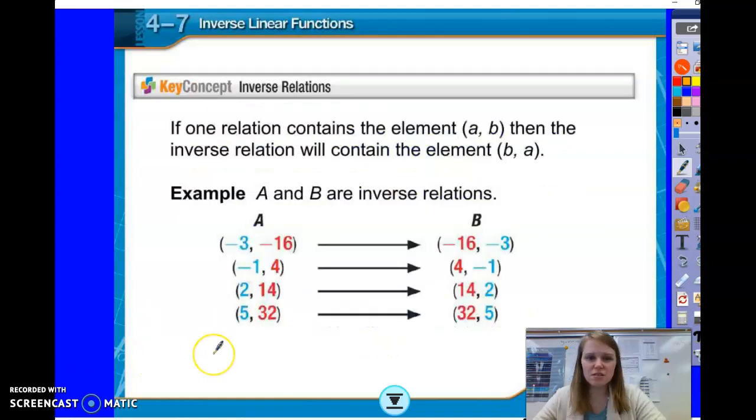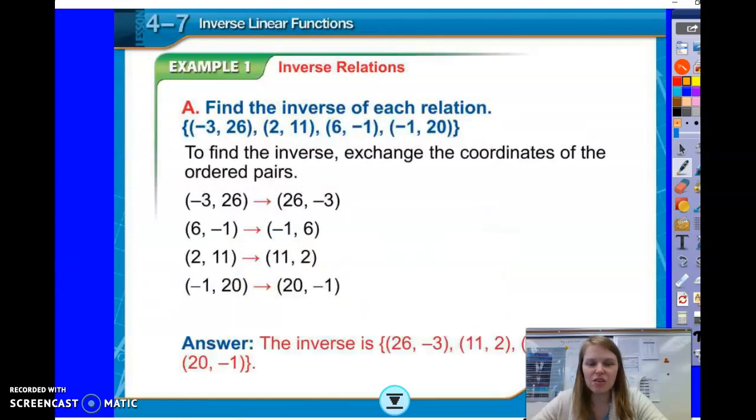So let's take a look at some examples here. This says if one relation contains the element A, B, then the inverse relation will contain B, A. For example, -3, 16 in the first data set, the inverse of that would be 16, -3. And so on. You see some more examples there.